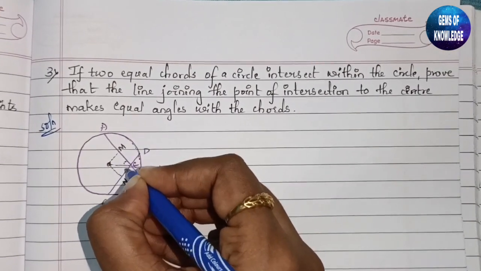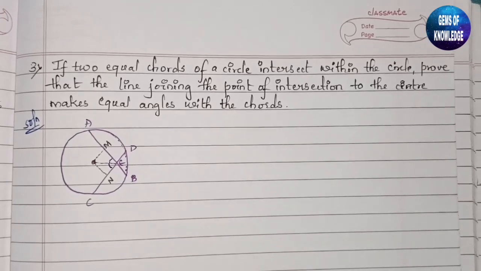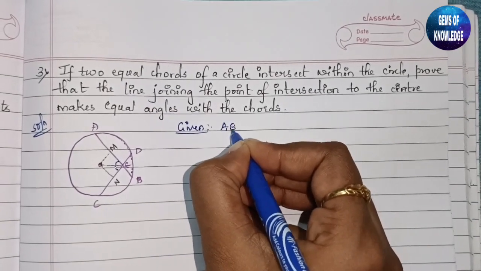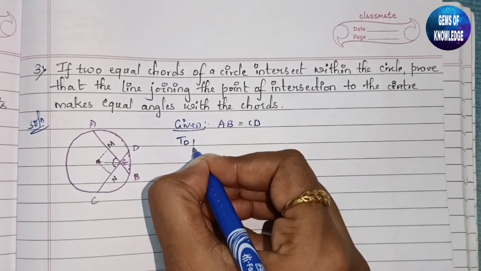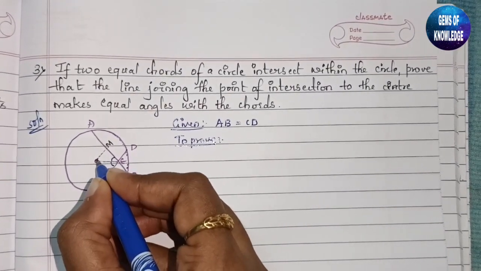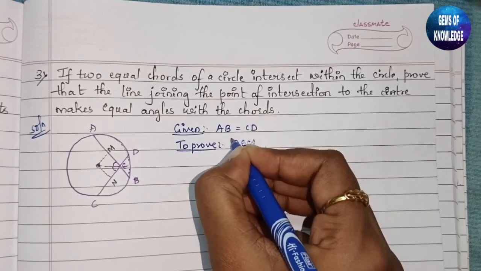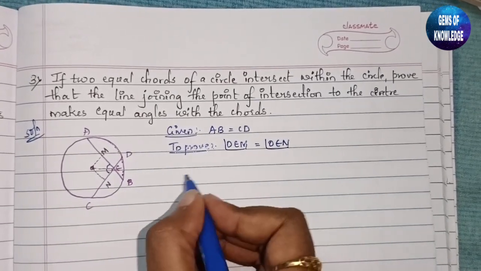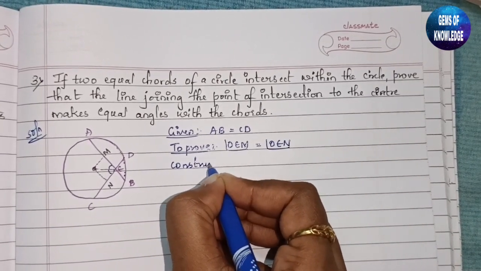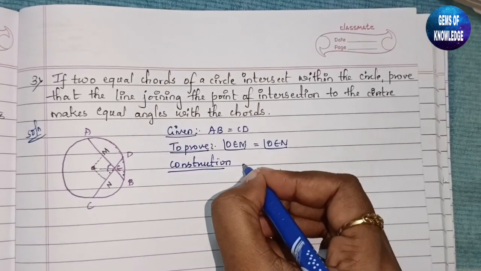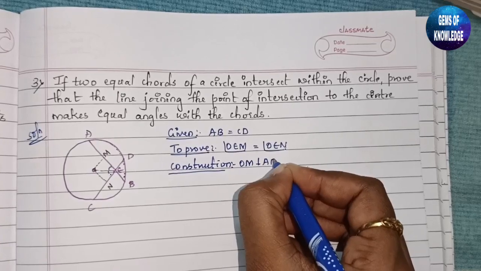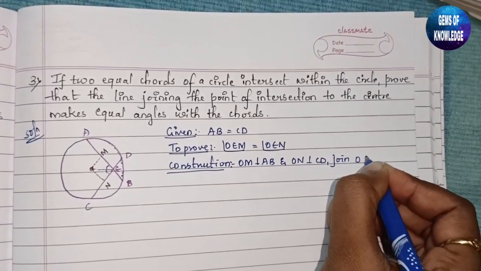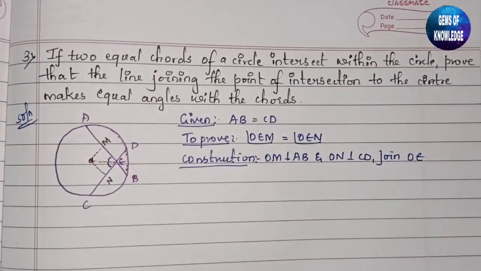It means we need to show that this angle is equal to this angle. How is this possible? The same thing you have to write. What is given? Given is AB is equal to CD. What we need to prove is angle OEM is equal to angle OEN, we have to prove this. Construction: you know what you have to do, same construction, that is OM perpendicular to AB and ON perpendicular to CD, then we need to join OE. This is the construction.